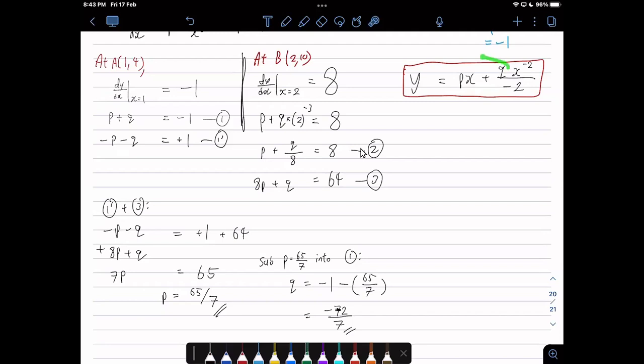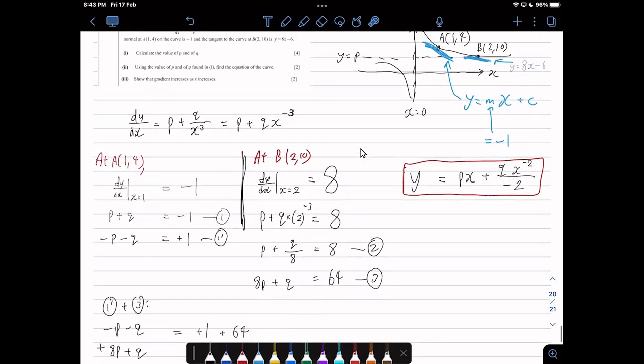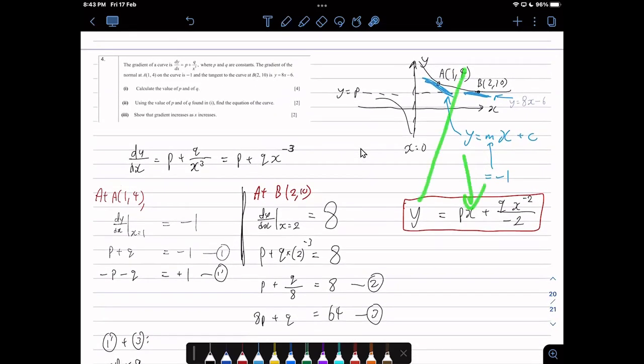You don't need to know the y. But let's say you did integration and you solved for y already. The first step you can also do is to substitute x equal to 1 and y equal to 4 for point A, and for point B, you substitute x equal to 2, y equal to 10. That will also help you form two equations involving P and Q, and you can solve for P and Q. But make sure that if you're using y, you sub in the correct values of 4 and 10. Don't sub in with the gradient anymore.